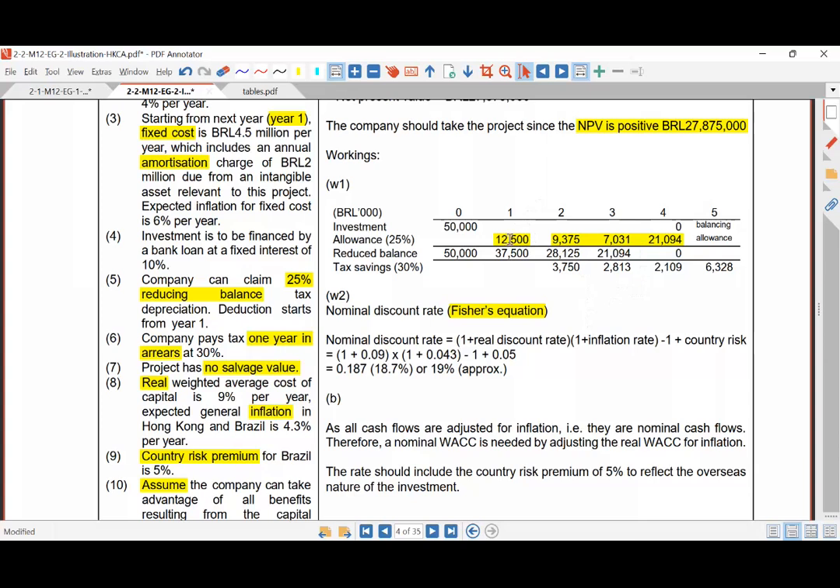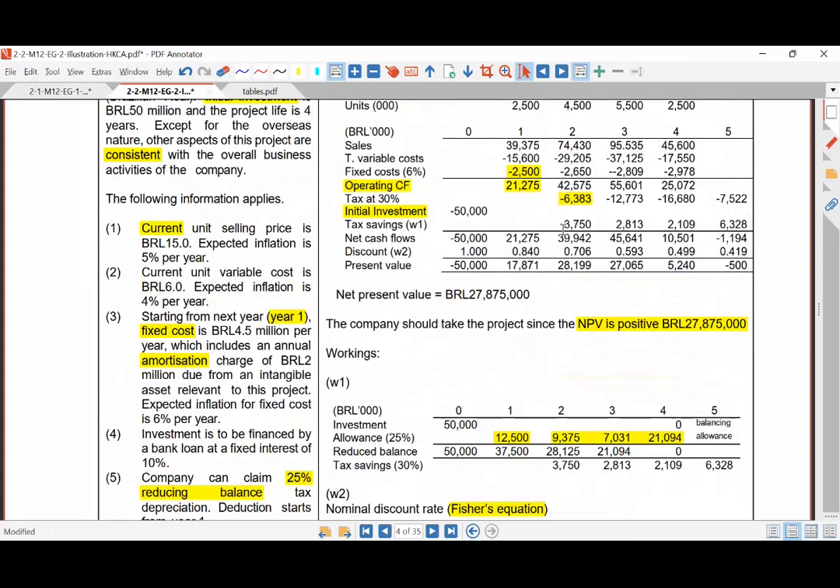So your tax will go down by the allowance multiplied by 30% tax, and it's delayed 1 year. So 12,500 multiplied by 30%, you have 3,750. You get it in year 2, delayed 1 year. So this figure is now transferred over and put down here. Okay, so now you can total it. Here is the net cash flow, and last you have the discount rate.